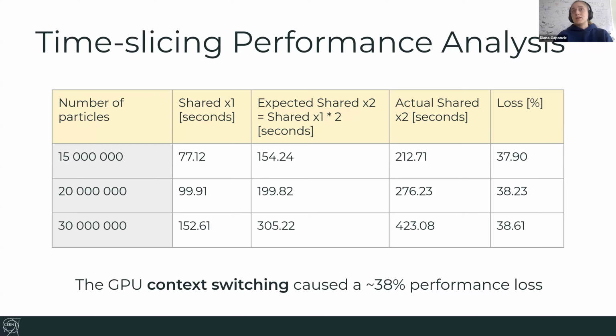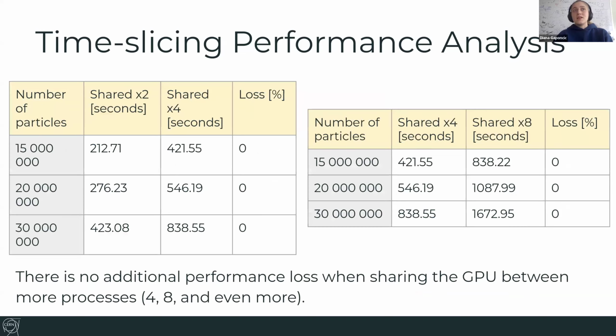We would expect in an ideal world that if we schedule two processes, it would run in double the time, which is 305 seconds. In reality, this number is closer to 423 seconds. So we have a performance loss of 48%. This is due to the context switching that needs to happen on the processes scheduled on the GPU. This is a lot, so it is something to keep in mind. But at the same time, if we schedule more than two processes, like 4 or 8, we don't have additional performance loss.